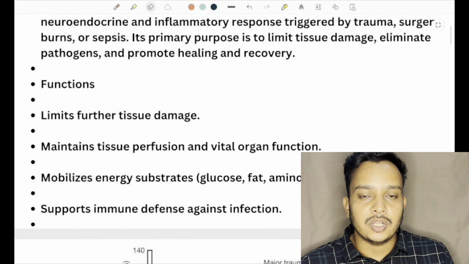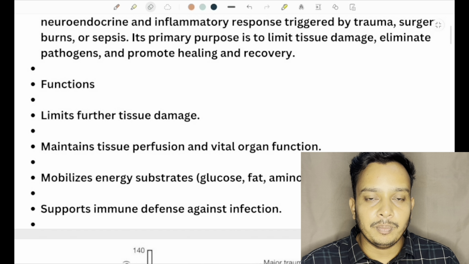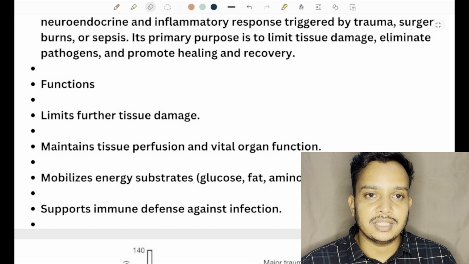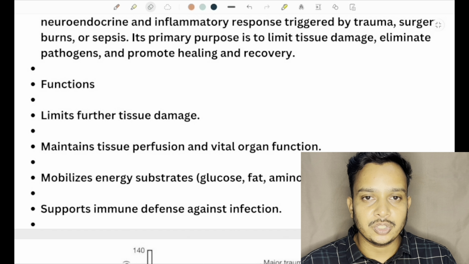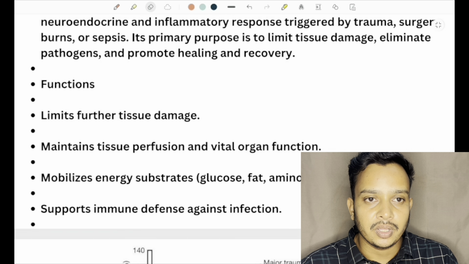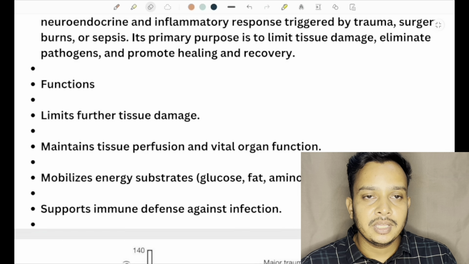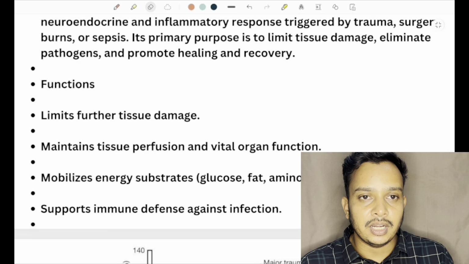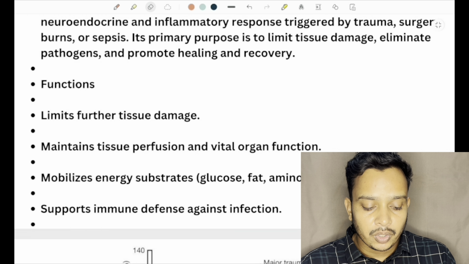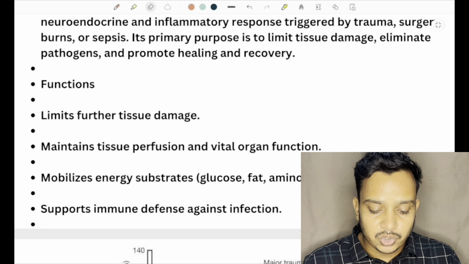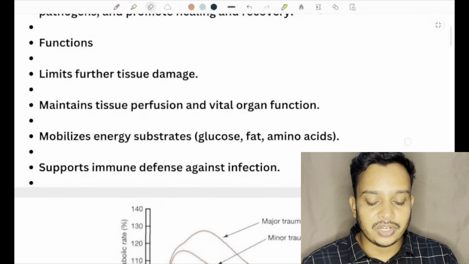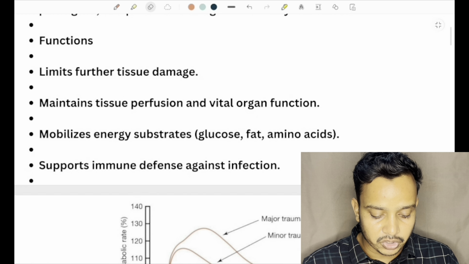But this also has some complications. Whenever there is an exaggerated response, it leads to systemic inflammatory response syndrome, and the patient will also be in a state of immunosuppression. The patient will land into multi-organ dysfunction and septic shock, and ultimately death. So this is the complication of an over-exaggerated tissue injury or inflammation.